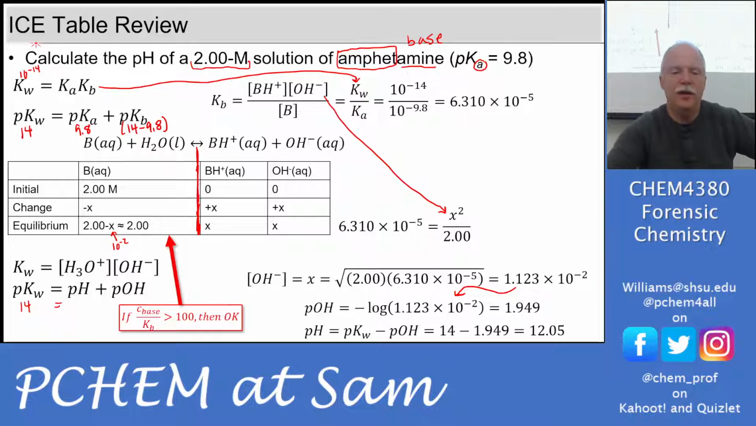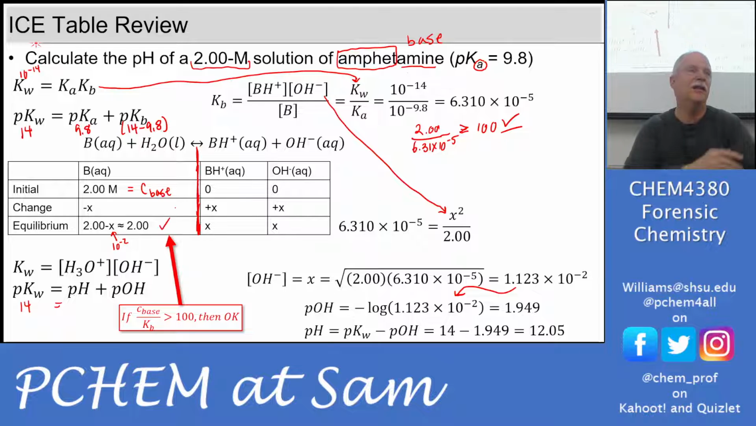So this is our little rule of thumb. What is C base? Well, C base is right here. This is equal to the nominal concentration of base. It came from the problem. And Kb is over here, Kb. So C base is 2, and our Kb is 6.31 times 10 to the minus 5. I don't really need to get my calculator. I know that 2 divided by something at 10 to the minus 5 is going to be greater than 100. So that's a check. So since that checks out, I know I can make this assumption.